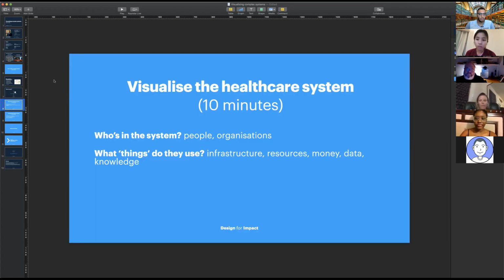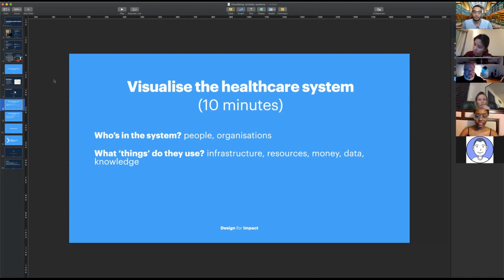Okay, cool. So the next activity we're going to do is visualizing the healthcare system. And obviously I think we have people from all around the world, which is pretty cool. So if you're stuck deciding on a specific healthcare system or how it works in a specific country, just choose a country and go with it. The first thing is basically to talk about and map who's in the system. So what people, organizations, entities, and what are the relationships that exist in the system?